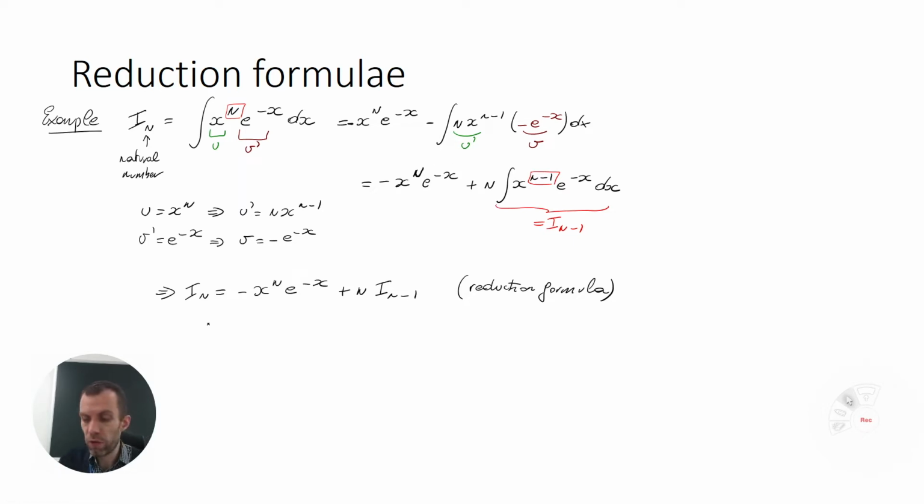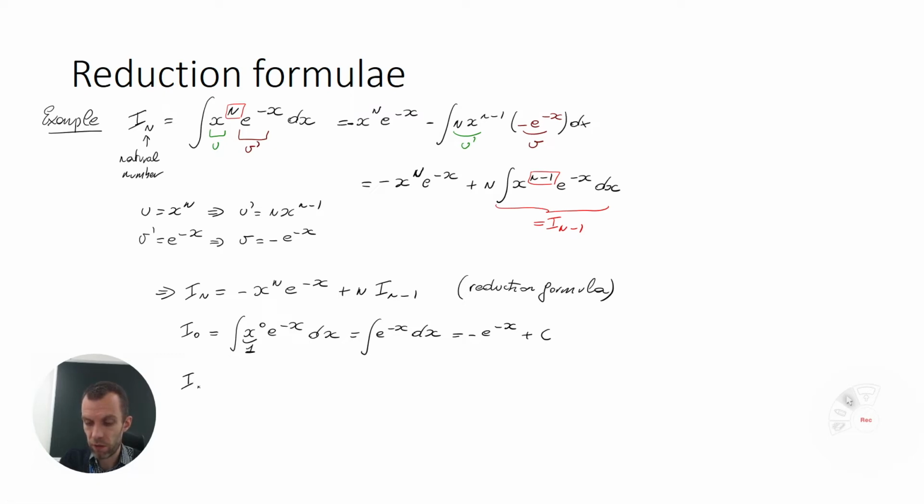So let's use that formula to calculate what I sub n is for various values of n. In order to do that, we will start with I0. And for I0, we can calculate that directly. That's the integral of x to the power 0 e to the minus x dx. X to the 0, that is 1. So here we have the integral of e to the minus x dx. And that's minus e to the minus x plus a constant.